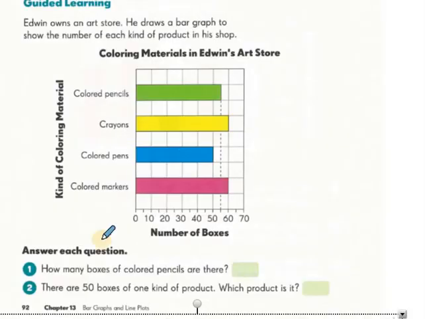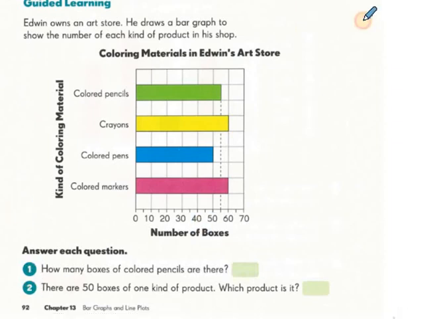Okay. So let's take a look at this bar chart. And I did go kind of quick on that page, so if you need to review it, please press pause and review it. So here I'm on the guided learning. I believe this is page 92 in your student textbook, page 92, in case you want to know that page number. Edwin owns an art store. He draws a bar graph to show the number of each kind of product in his shop.